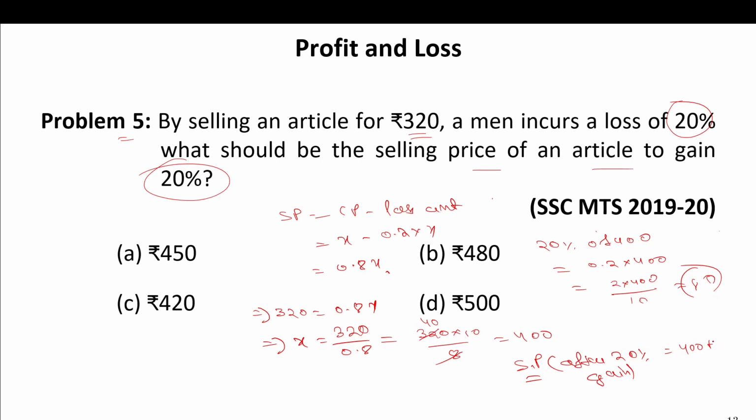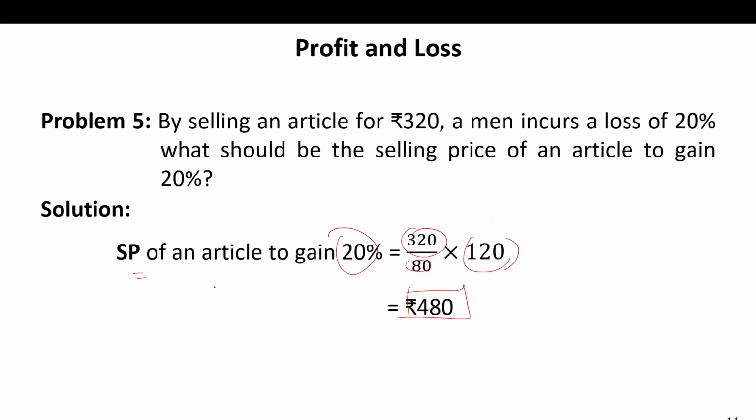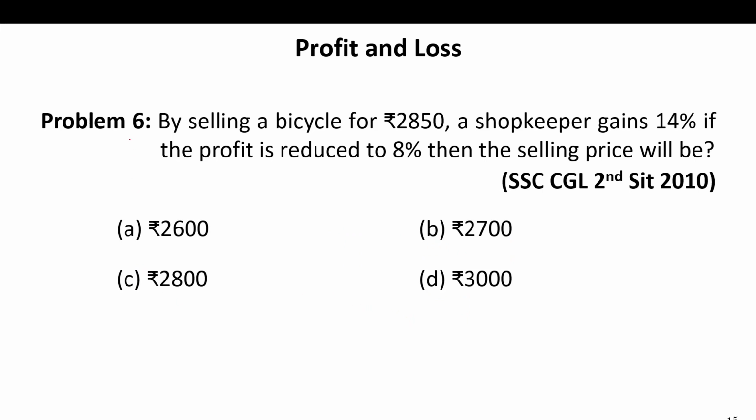So what is 80? 80 is the profit amount here. So 400 plus 80 is equal to 480. So the correct answer here is 480. 500, 420 and 450 are all wrong answers. This question appeared in the SSC MTS 2019-20 paper. So the selling price of the article to gain 20% is equal to 400 by 100 into 120, which is equal to what? 480. So let's see problem number 6.